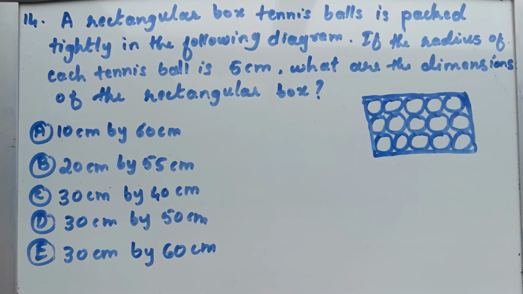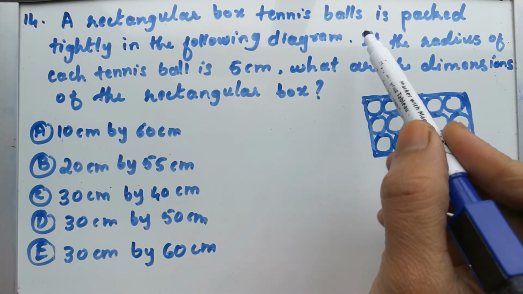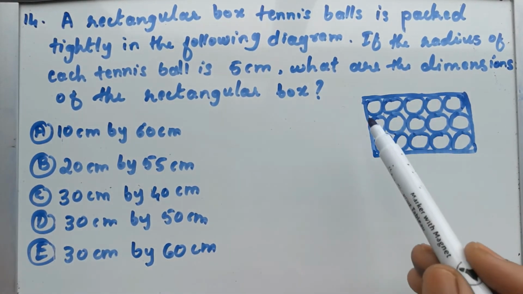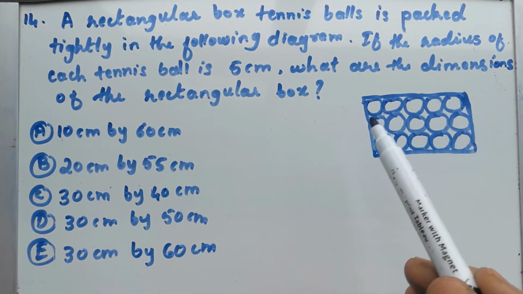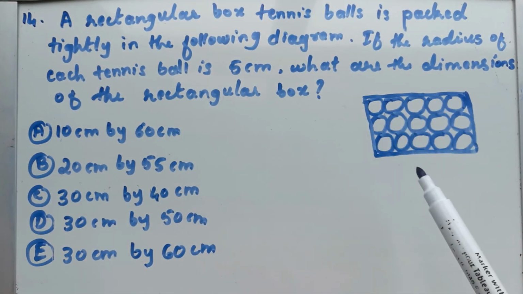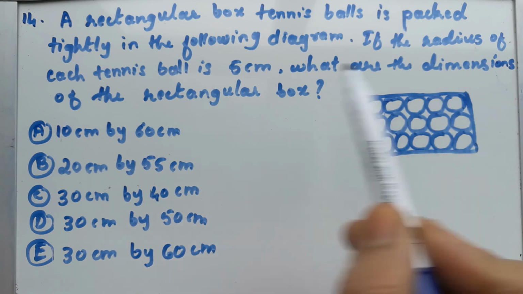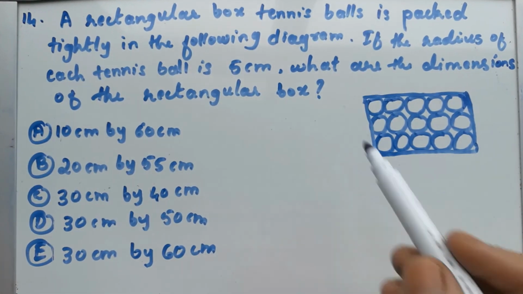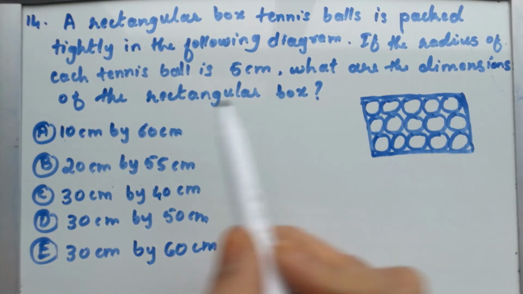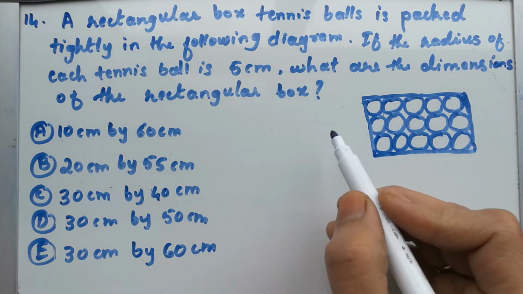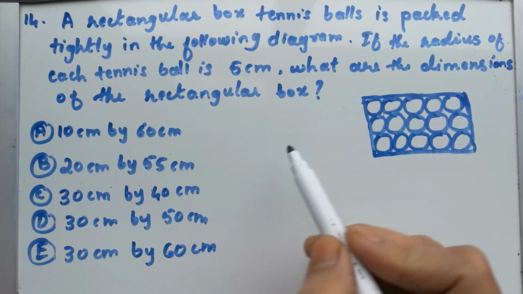Question number 14. A rectangular box of tennis balls is packed tightly in the following diagram. This is the diagram. If the radius of each tennis ball is 5 cm, what are the dimensions of the rectangular box? You have to find its length and breadth.